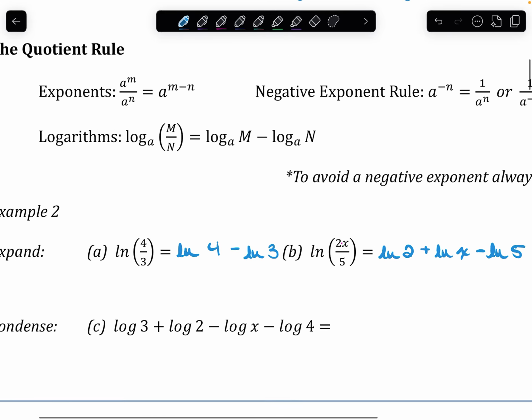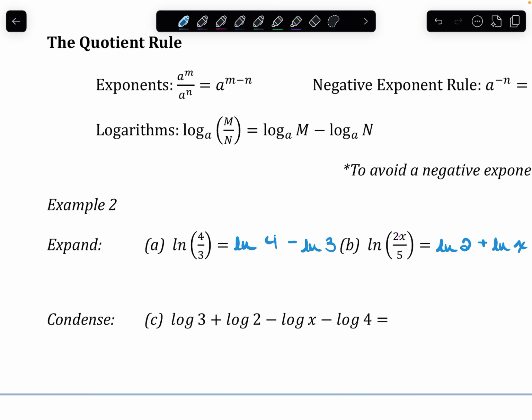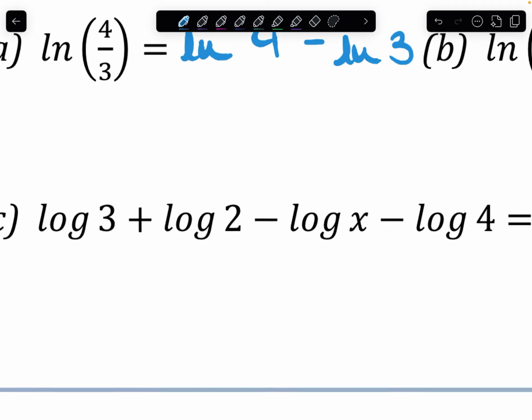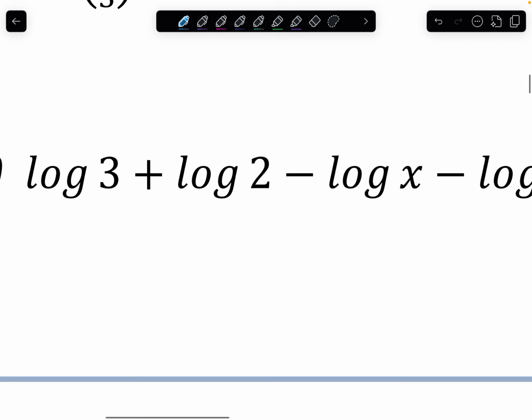Next one. So condense or rewrite using multiplication and or division. If it's being added, it goes in the top. If it's being subtracted, it goes in the bottom. So I'm going to write this one below so I can keep it all lined up. So I got my log. I see addition and subtraction, so immediately I'm going to draw a bar.